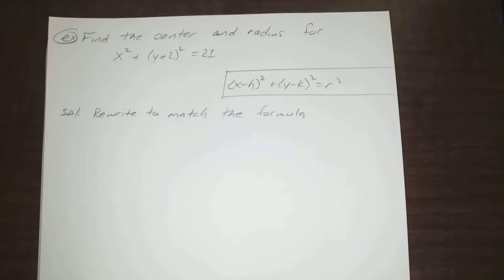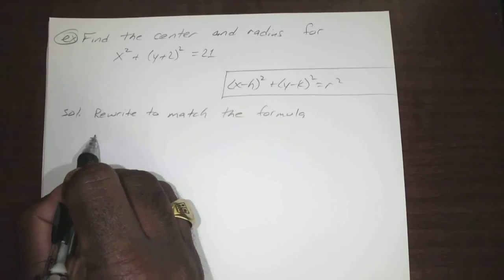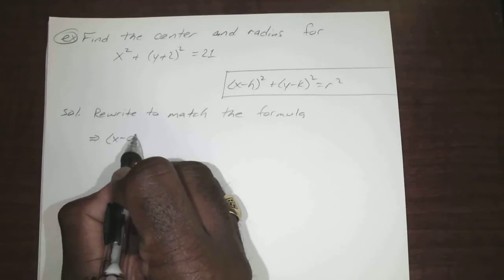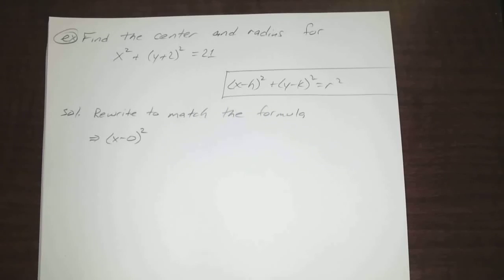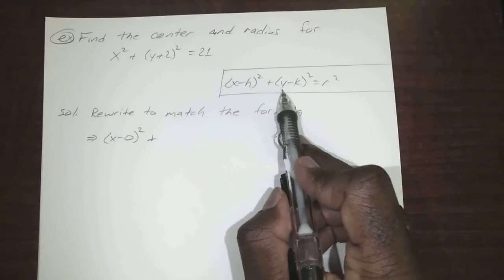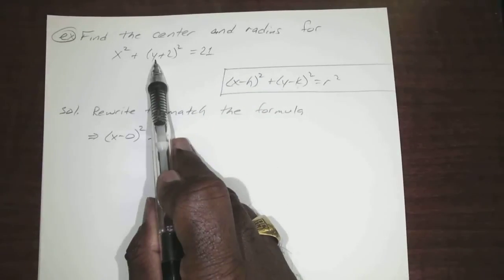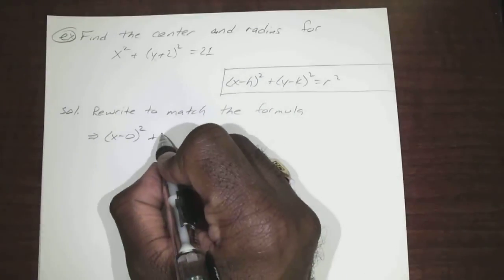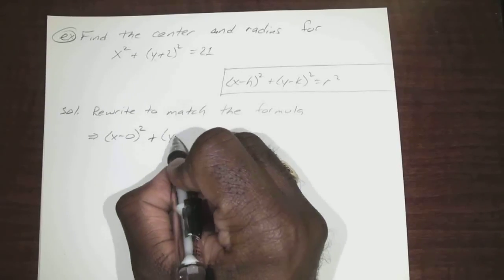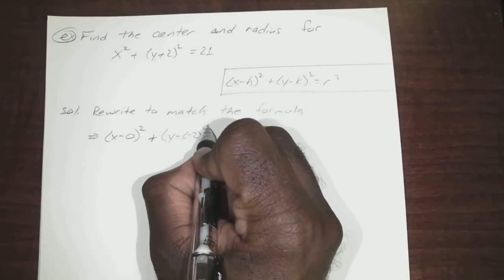Okay, so instead of x squared, you can just make it x minus 0 squared. X minus 0 is the same thing as x. Plus, you have y minus k. Make that y minus negative 2 squared.